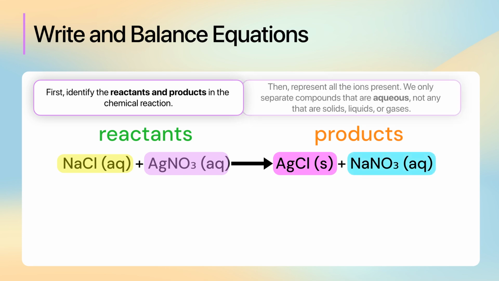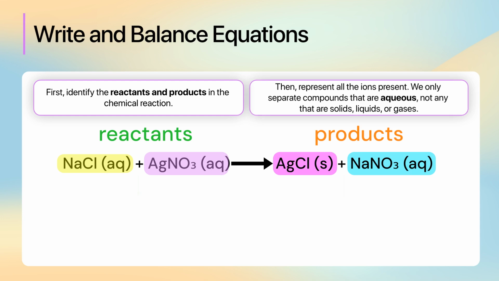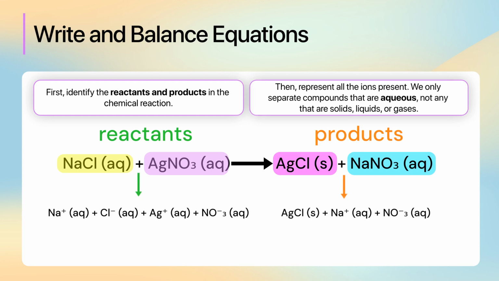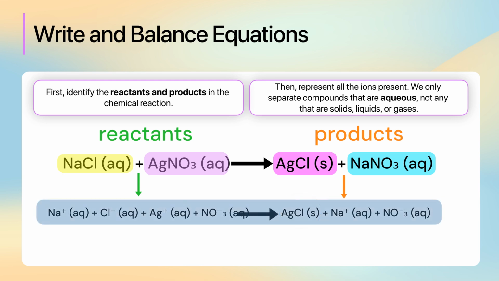Next, represent all the ions present in the solution as separate species. For our example, this would involve dissociating the aqueous compounds into their ions. Note that we do not separate any compounds that are in the solid, liquid, or gaseous states, only the aqueous ones. This is the complete ionic equation, showing all the ions involved in the reaction.